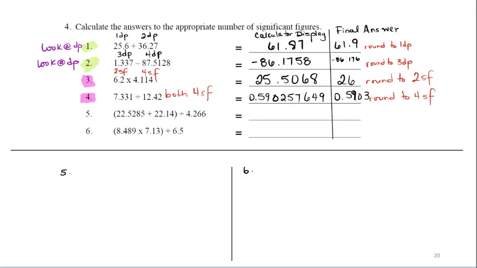There was a comment in the chat. If you write 26.0, would that be correct? The answer is no. Because 26.0 has three significant figures. That zero after the six is written after a decimal place and it is placed after a non-zero digit, that zero will be significant. So 26.0 is not the correct answer.